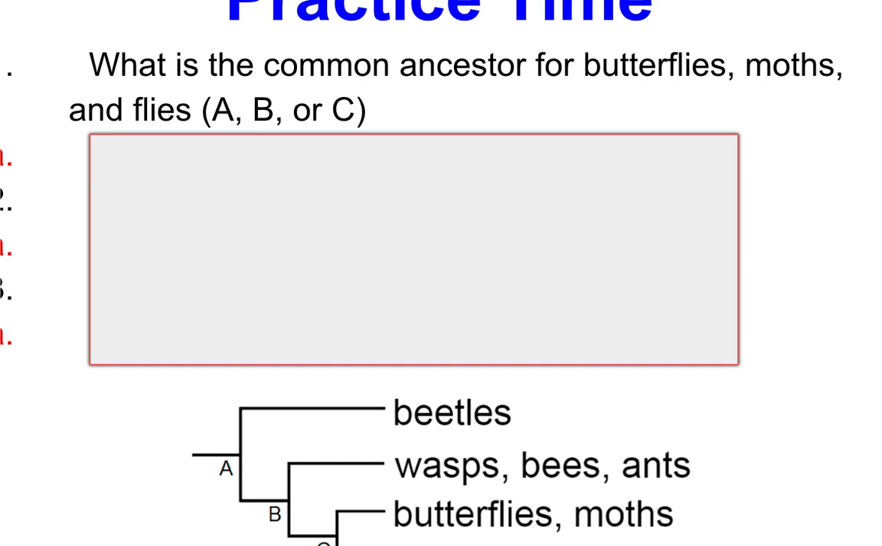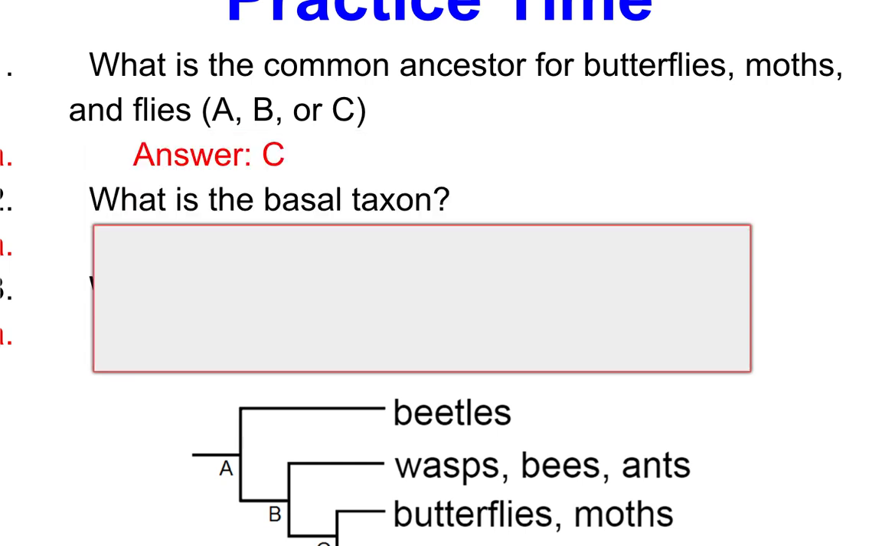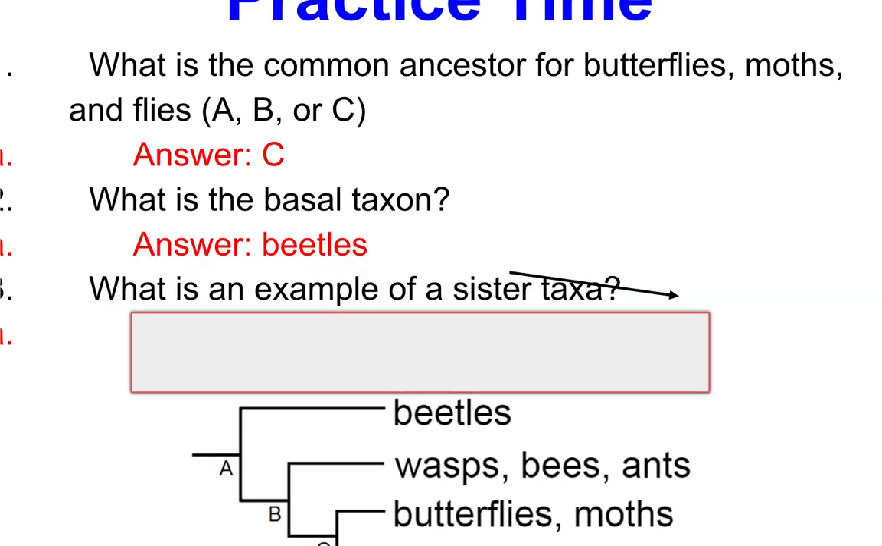So given the cladogram below, what is the common ancestor for butterflies, moths, and flies? Is it shown at node A, B, or C? The answer is C. Butterflies, moths, and flies have a common ancestor at node C. What is the basal taxon? Yes, it's beetles. That's the one we hope shows up on the test, right?